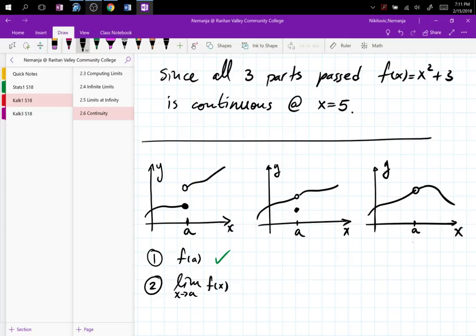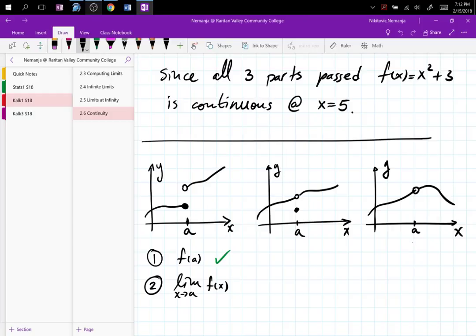No matter what you say, I'm going to keep my poker face until you tell me exactly why you say yes or no. Does it pass the second one? Does the limit exist? No. I'm not changing my face until you tell me why.